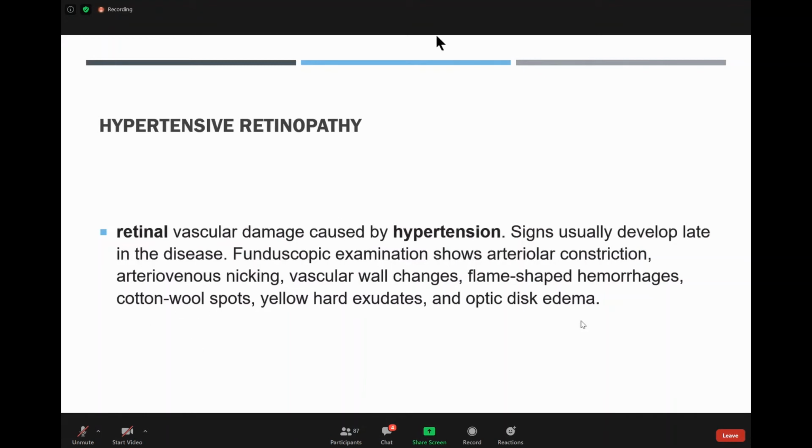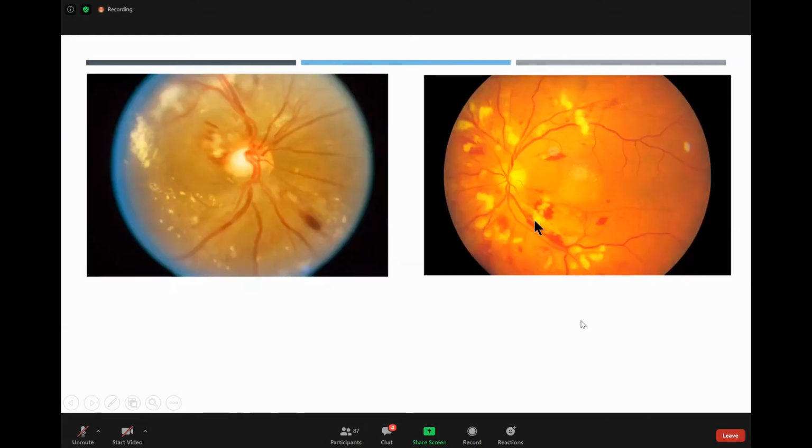Yung cotton wool spots po ay nakikita nyo rin sa ating mga diabetic retinopathy. Also, some exudates are also present in your diabetic retinopathy. So sabi ko nga sa inyo, magkapatid sila. I'll show here some slides or some photos ng inyong fundoscopic examination sa mga may hypertensive retinopathy.